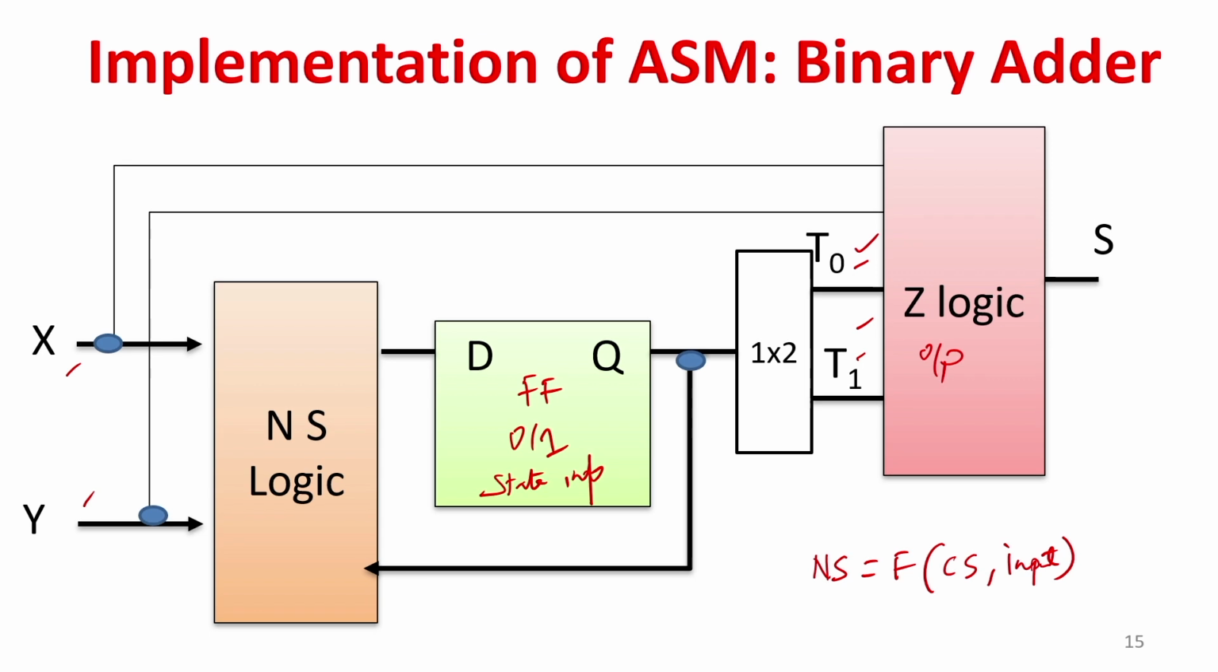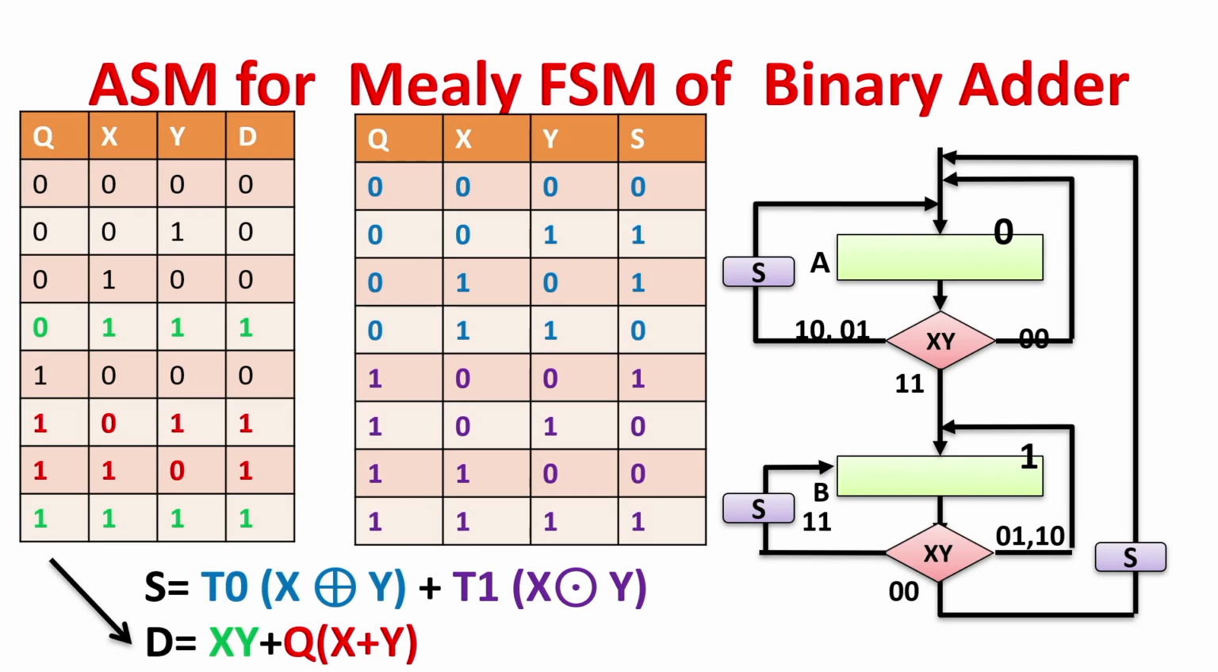So, suppose you are in T0 state, on what conditions will S be 1? Okay. So, that thing we will see. If you look at the things, this is the ASM for Mealy FSM of binary adder, same thing, this is the ASM. So, this one is transitions.